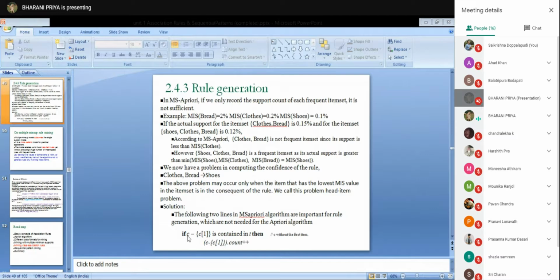In that case, a special line is given: if candidate minus the first item c[1], because we are assigning the values according to the lowest MS, is contained in the transaction, then that count should also be included. This additional line should be included in the algorithm. MS Apriori is a very slow process. It is time consuming and it takes more memory. This is the main drawback.